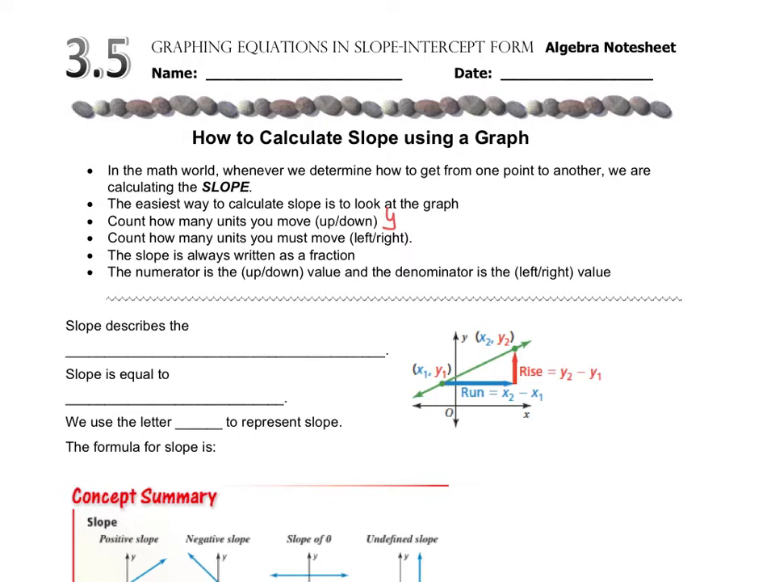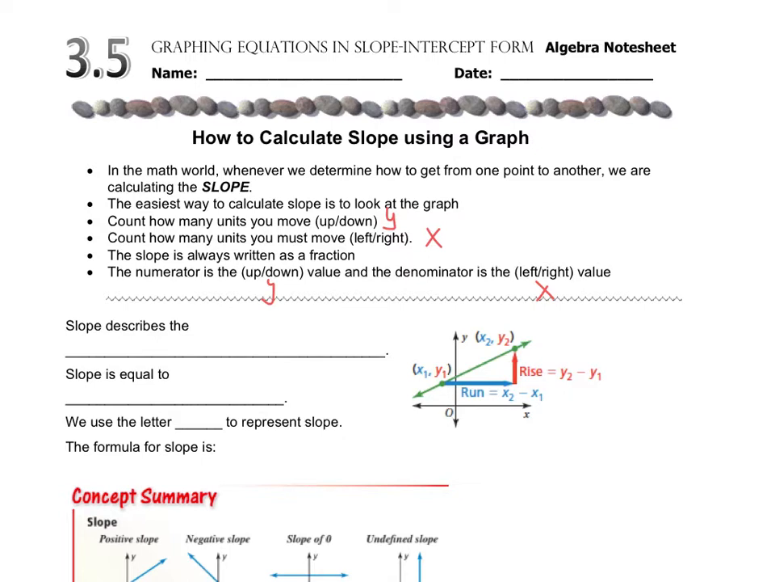Then we're going to count how many units you move left or right. This is basically what is happening on our x values. So then slope is always written as a fraction. Once in a while you'll see it as a decimal, but we really would rather see it as a fraction, because the numerator is your up and down, which is the y values, and your denominator is the x change, or the x value that's going left or right. So really we'd like to see it as a fraction because it'll tell you your directions of how to get to the next point easier.